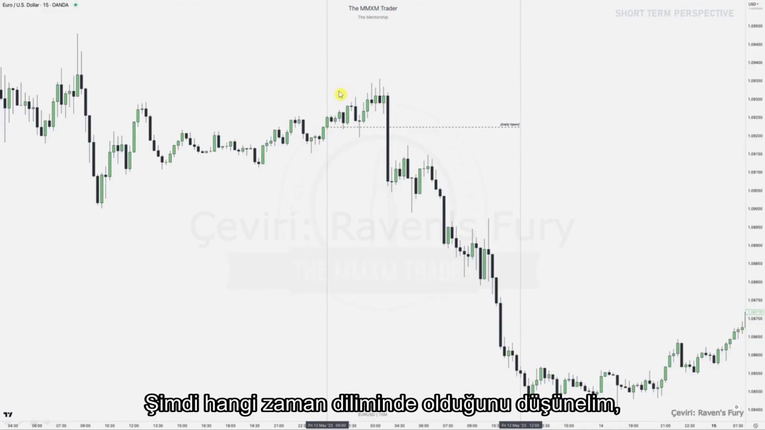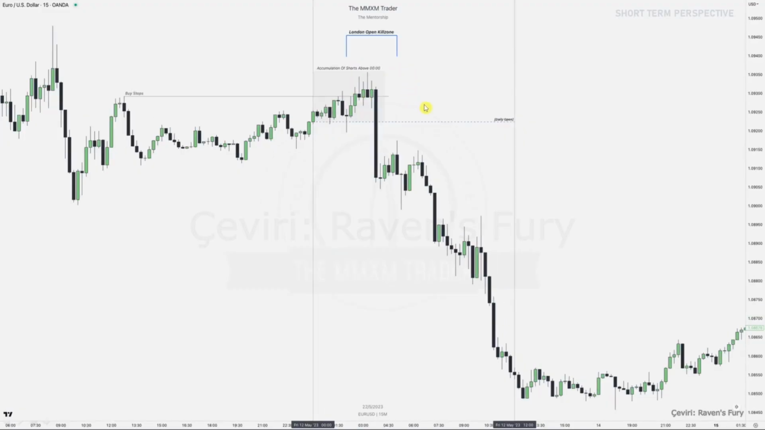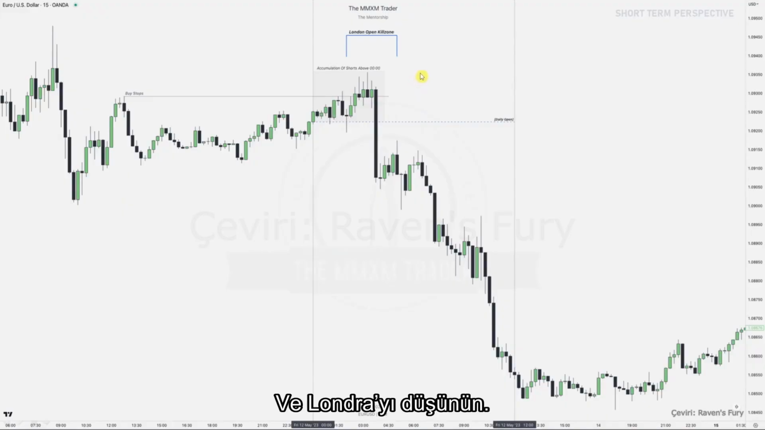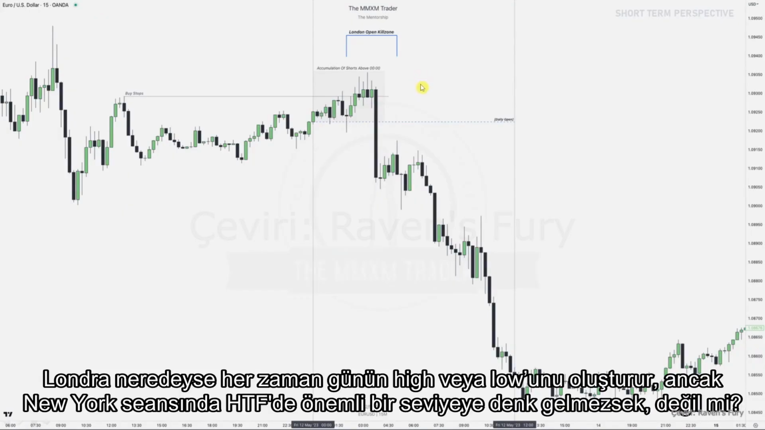Now, let's think about what time zone this is happening in, right? We've got London open kill zone, right, 2 a.m. to 5 a.m. And think about London. London almost always creates the high or low of the day unless we hit a higher time frame POI where we can have a reversal, right, during a New York session.